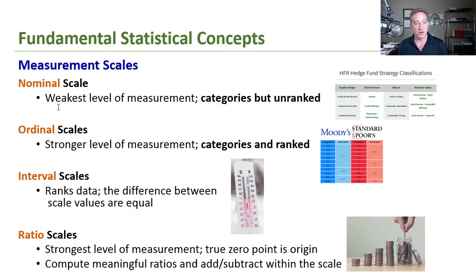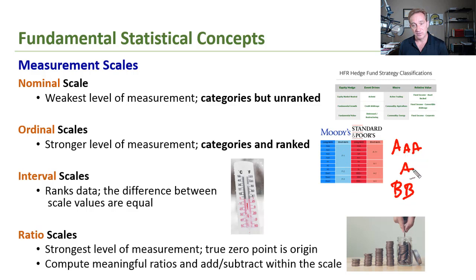And then if we want to go up the chain, I'm going down the page, but I'm going to a stronger level of measurement, we would have the ordinal scale, which is categories and they are ranked, as opposed to nominal, categories but unranked. A classic example of an ordinal scale is credit ratings. Think Moody's and Standard & Poor's, where we do have categories. A category we would call AAA, and we have another category, single A, and we also have double B. Just three of the many categories.